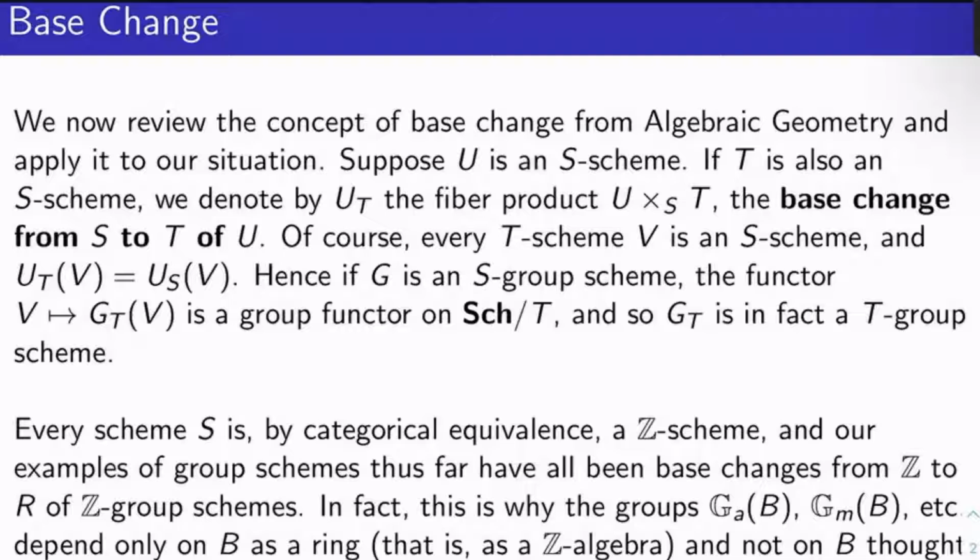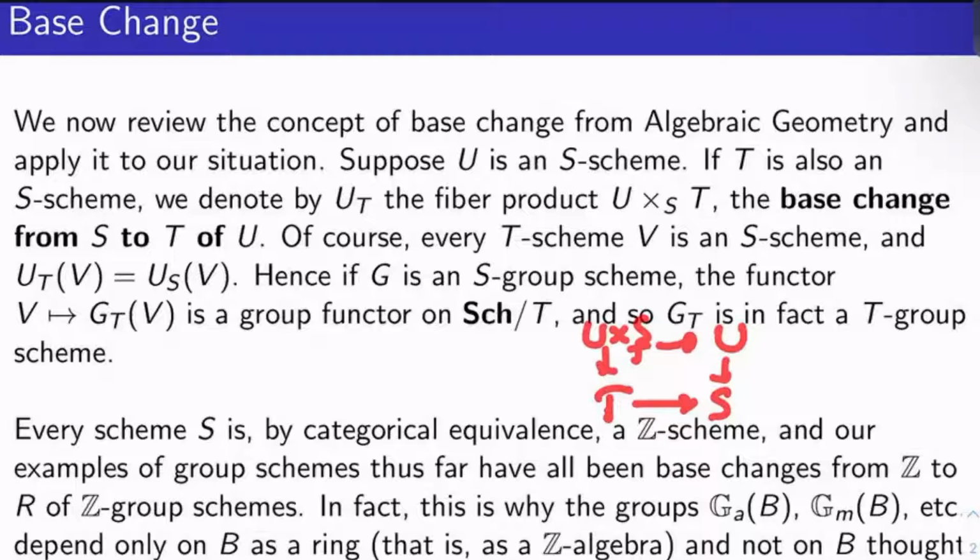Okay, so let's suppose U is an S scheme. So you're thinking you have a map from U to S. If T is also an S scheme, so you're thinking now about adding a bottom arrow to this diagram, then if we denote by U sub T the fiber product up here, U cross S over T, then U sub T is called the base change from S to T of U.